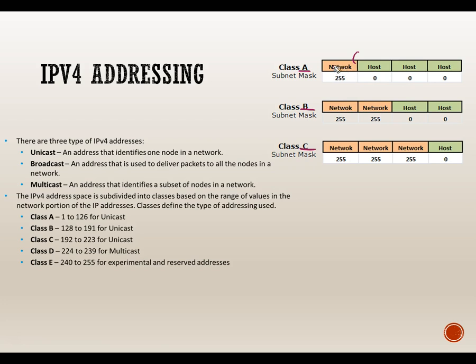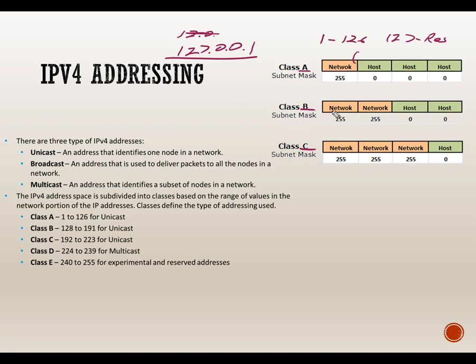The Class A network addresses go 1 to 126. They would actually go to 127, but 127 is reserved for loopback. 127.0.0.1 is the loopback address used for troubleshooting. So it is a reserved address.